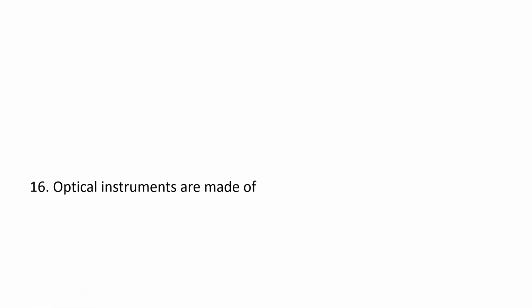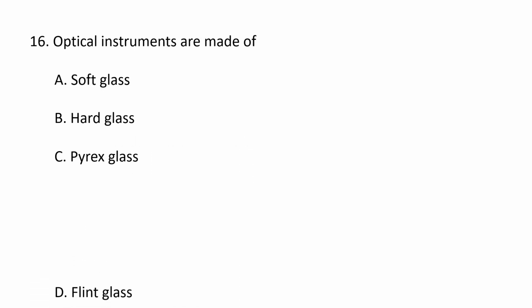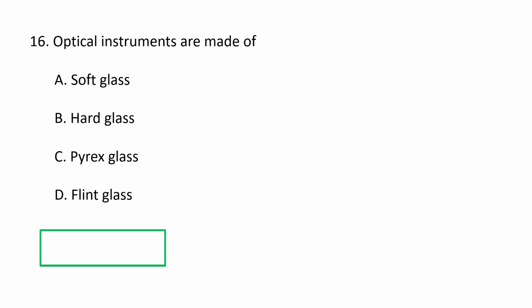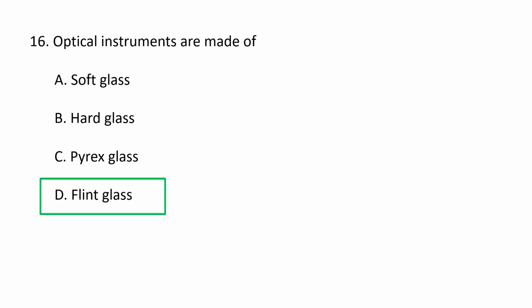Next question. Optical instruments are made of A. Soft glass, B. Hard glass, C. Pyrex glass, and D. Flint glass. The correct option goes as D.